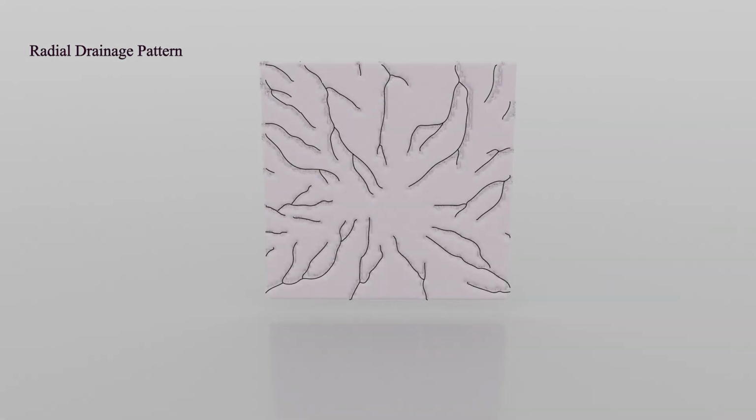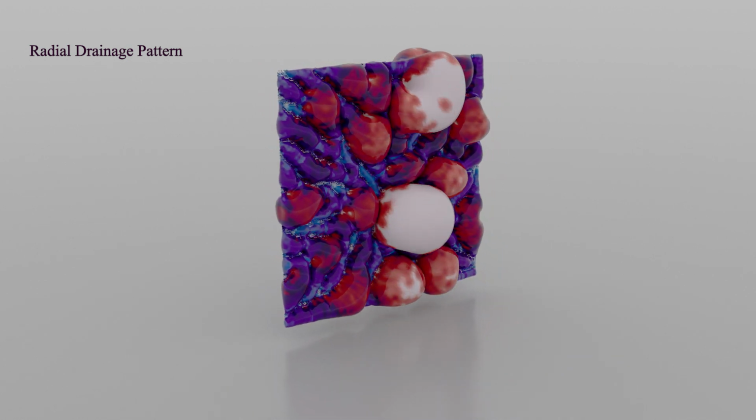A radial drainage pattern was generated, commonly found in landscapes with height differences such as in mountains and volcanoes.